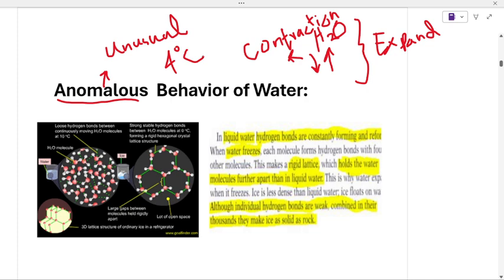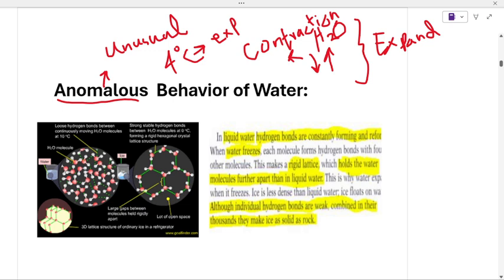What happens in this unusual property is, we have said already that when we increase temperature, the water molecules will expand. When we decrease the temperature, water molecules will contract, right? But when the temperature decreases up to 4 degrees centigrade, then instead of contraction, the water molecules start expanding. So we will understand the reason behind why this anomalous behavior happens in water.